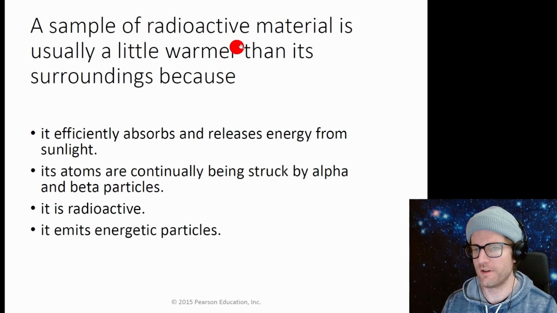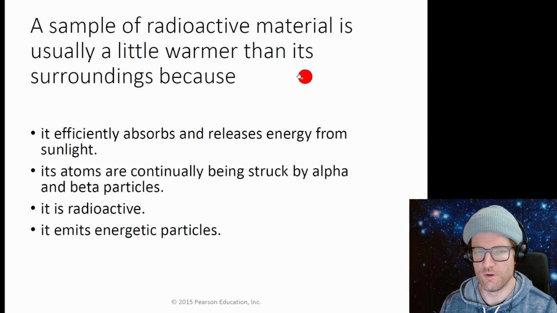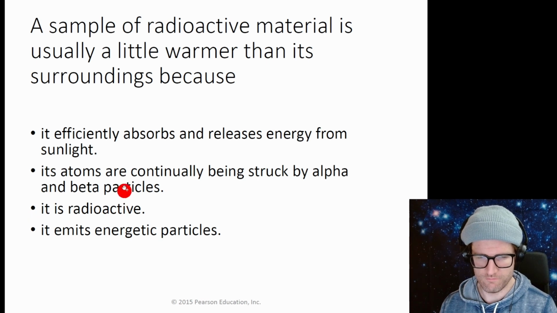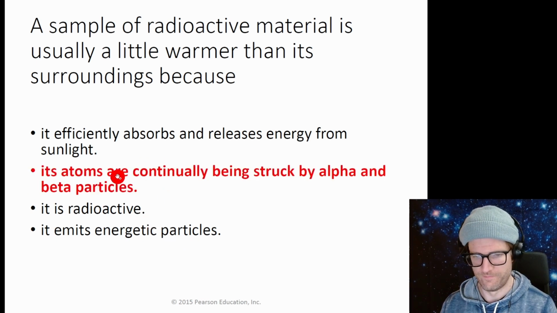A sample of radioactive material is usually a little warmer than its surroundings because it efficiently absorbs and releases energy from sunlight. I'm not sure; that has to do with color and other absorption things. Its atoms are continuously being struck by alpha and beta particles. That sounds good. It is radioactive. B is the better answer here. It emits energetic particles. Also true. These two are true, but this is the better answer.